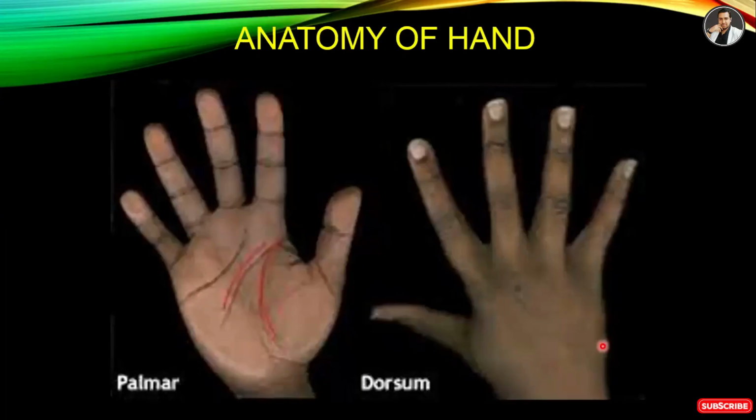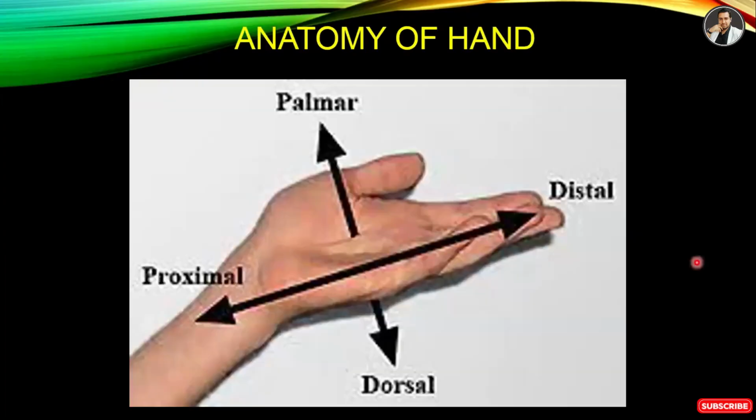Here we see that there are 2 surfaces of the hand: the palmar surface and the dorsum surface. The palmar surface is the front of the palm, and the dorsum surface is the back of the hand. The upper part is the distal part, and the lower part is the proximal part.